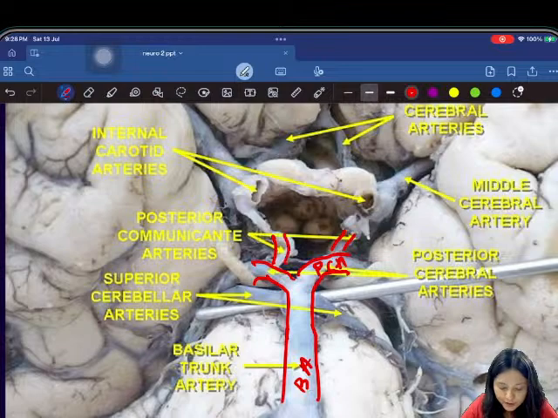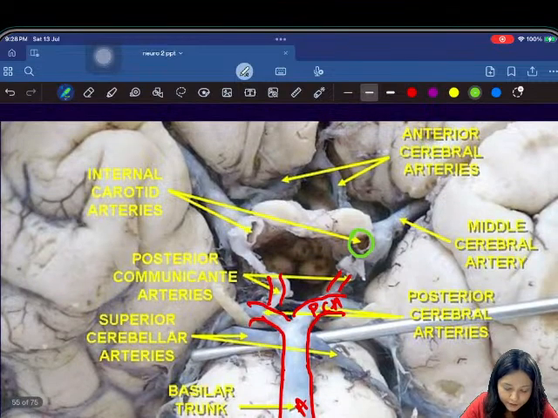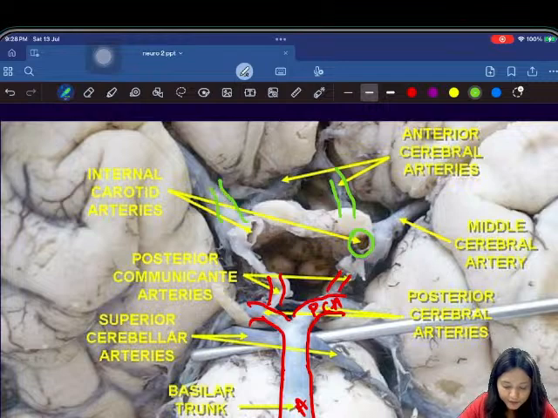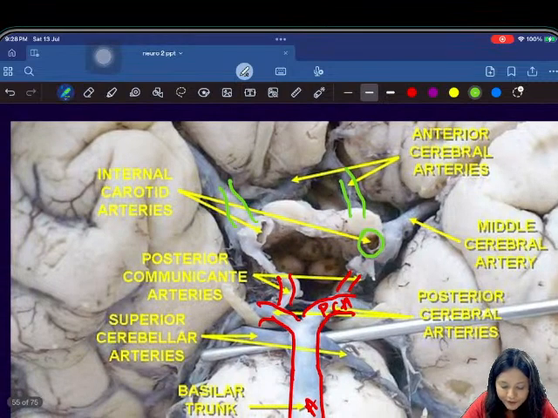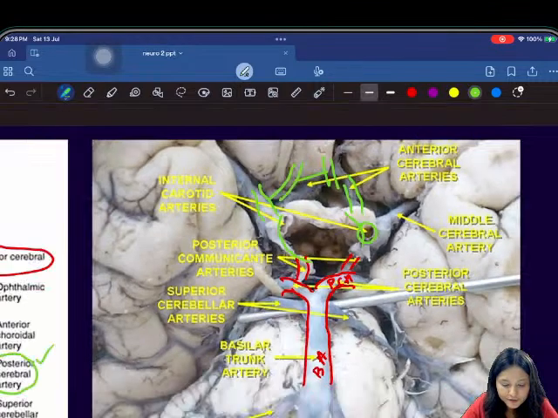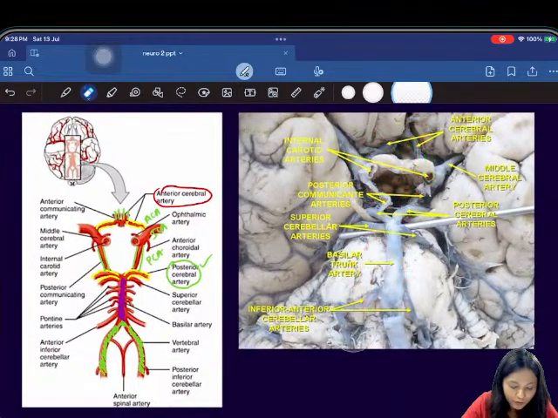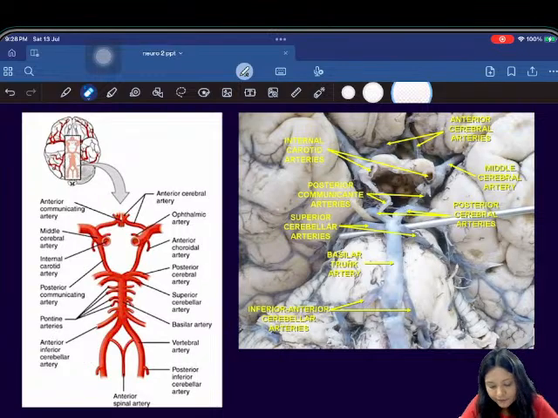the posterior communicating artery. Now from the internal carotid artery, you have the anterior cerebral artery, and you will also get the anterior communicating artery as well. So this entire thing is forming like a circle, and that is known as the circle of Willis. Now what is important in the circle of Willis?